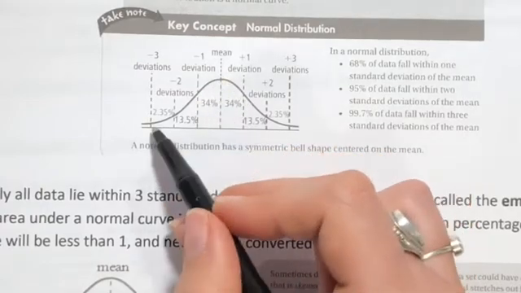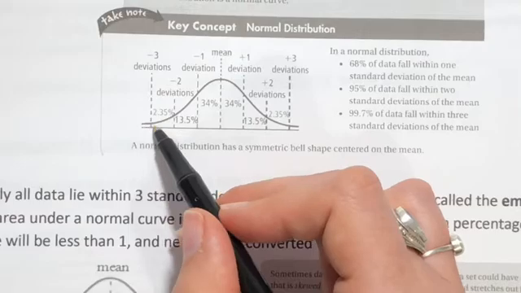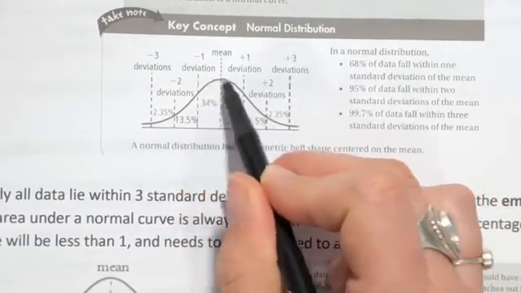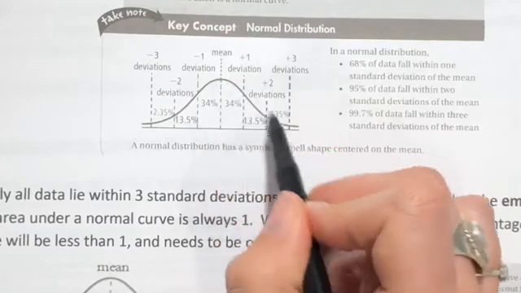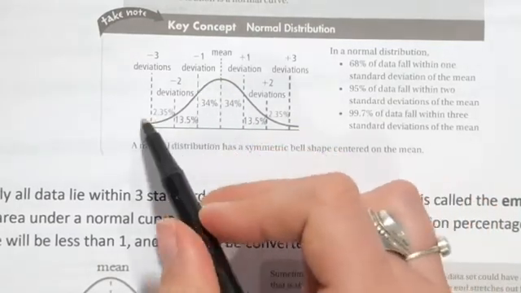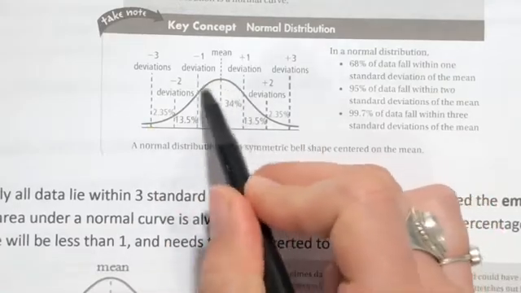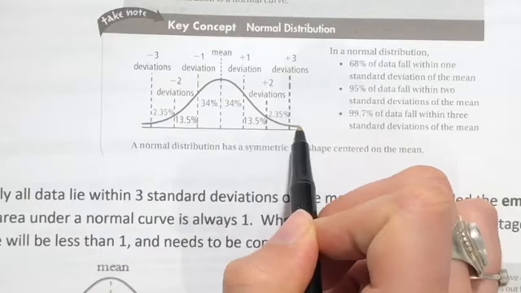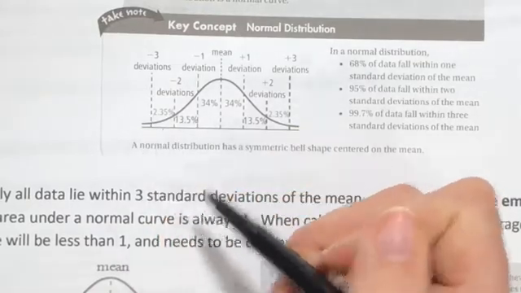This works with things like height. If we measured everyone's height in our class, it would be normally distributed, where most people are around an average height, and you might have a couple people that are really tall, a couple people that are really short. It would work with grades as well. Most people are going to be here in the average C grade. You might have a few people that get A's, a few people that get F's.